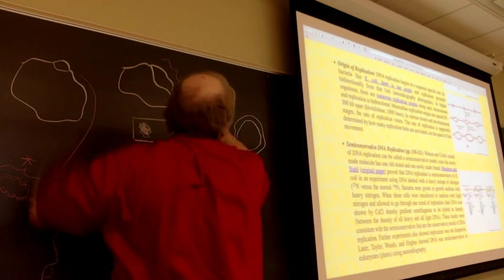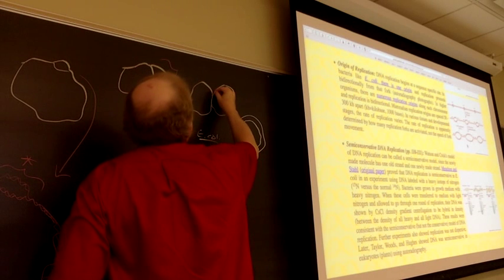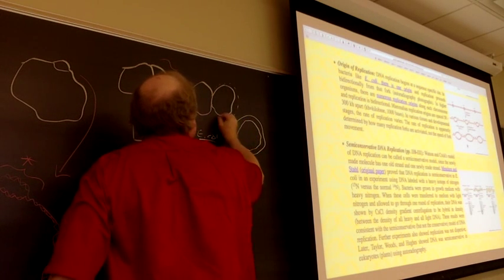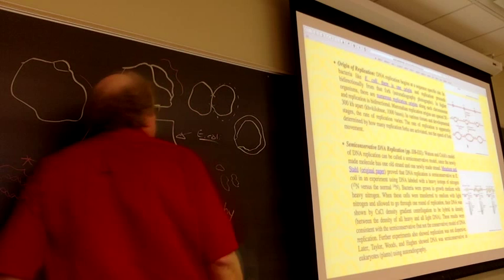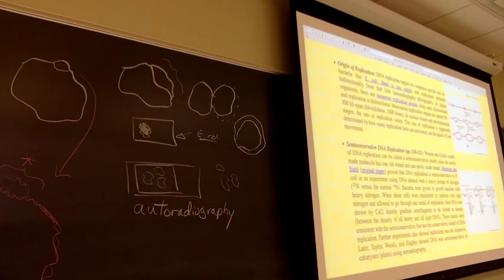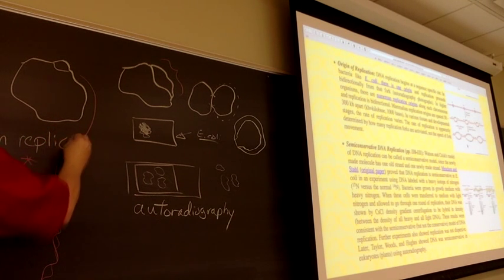Kind of like that. If you take this piece and flip it over here, then you have that. So that all of this much DNA had replicated, and only this little piece right here in the middle had not yet replicated. From his observations, he concluded that replication must begin at only one spot for every chromosome. The origin of replication is where replication begins.